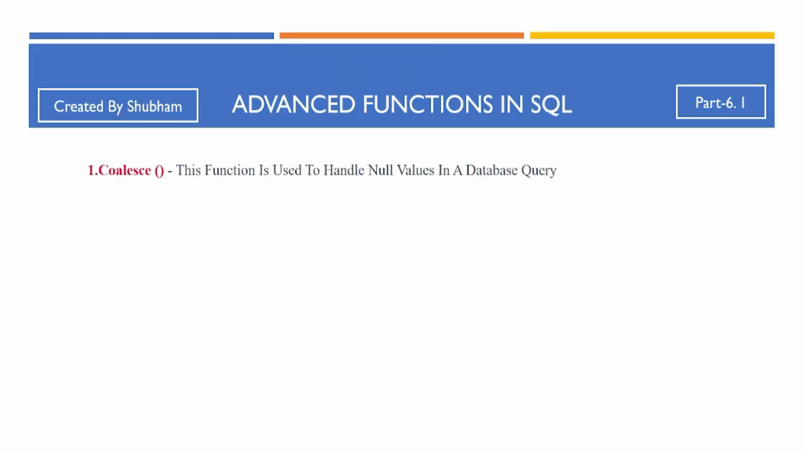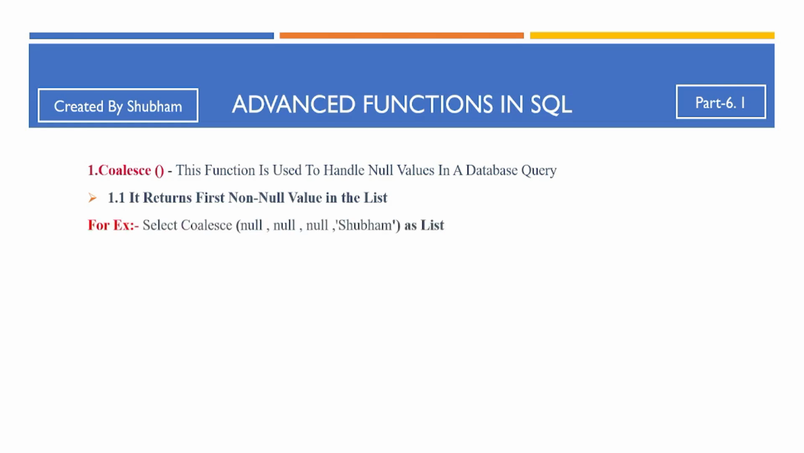This COALESCE function is used to handle null values in our database query. Basically, this function returns the first non-null value in the list. Here is the example. Here I have used the COALESCE function, and firstly I have taken 3 null values. After that, the fourth value in the list is Shubham. So if I use the COALESCE function, it will give you the Shubham result. Now let's understand the same thing practically in SSMS.